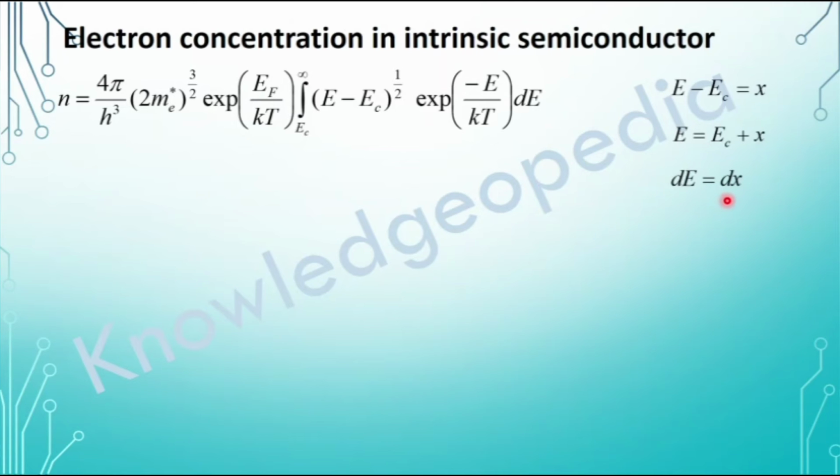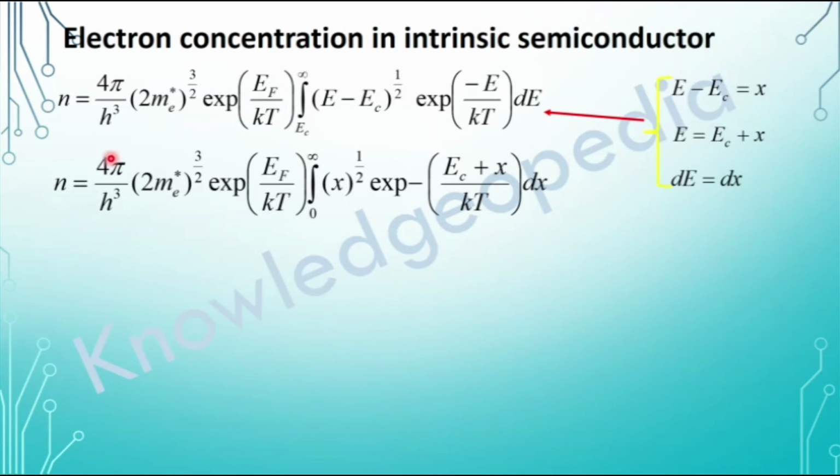So dE is equal to dx. Let us see how this integration will be modified after substituting all these values. These are the constant terms. Now inside this, you can see E minus EC is equal to X. So in place of E minus EC, I have written X. What about this E? This E is equal to EC plus X.